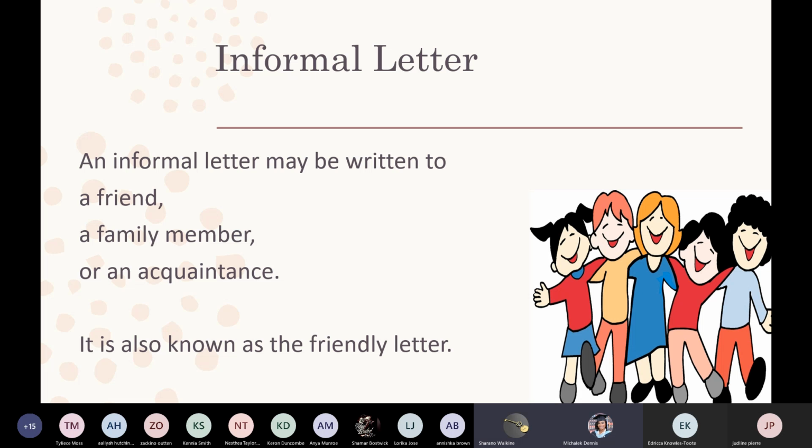Now, can anyone tell me before we move to the next slide, how many parts do we have in a friendly or informal letter? How many parts are there in a friendly letter?